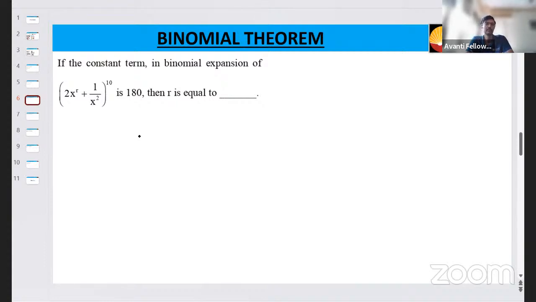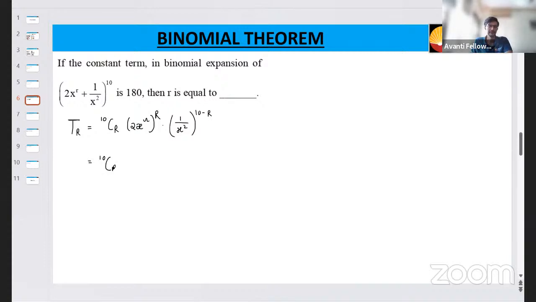So if the constant term in the binomial expansion of this is 180, then R is equals to. So this is very simple question. Like textbook में भी तुम लोग को NCERT में भी मिल जाएगा ऐसे क्वेश्चन. Right? So constant term. So first we will write the general term. यहाँ पे भी R दिया है ना, तो जनरल टर्म के लिए we'll use capital R. So NCR. So 10CR 2x raised to the power R into 1 upon x square raised to the power 10 minus R.